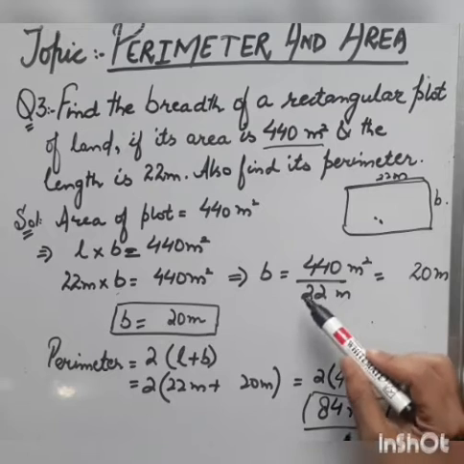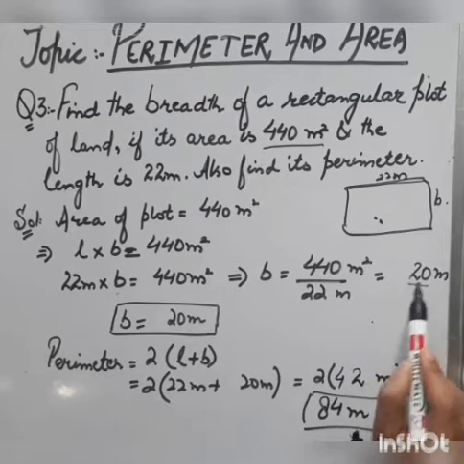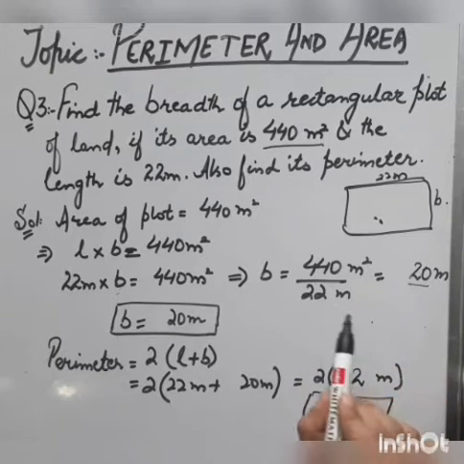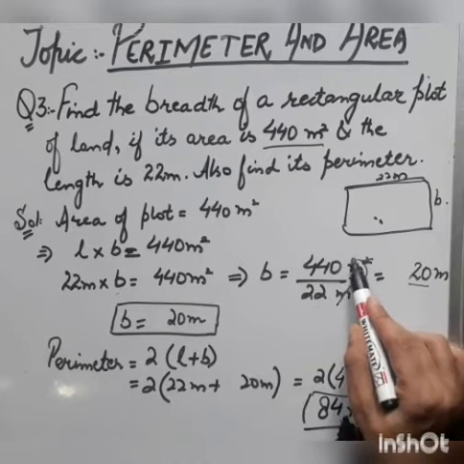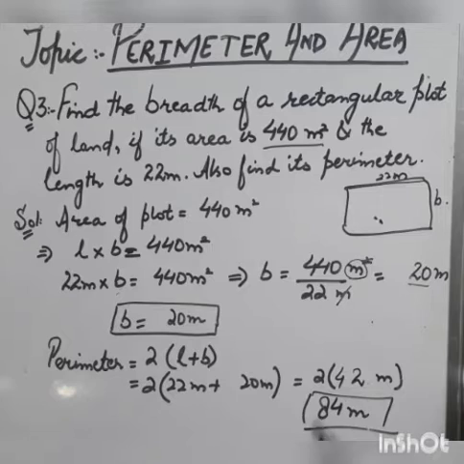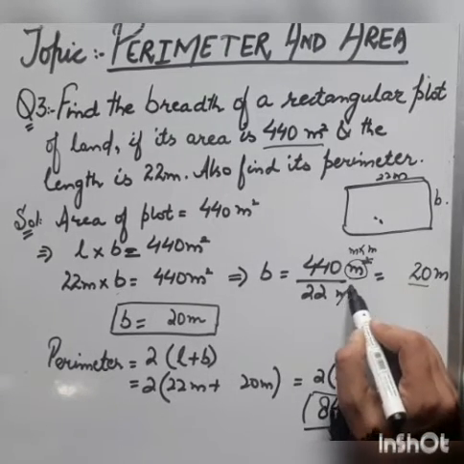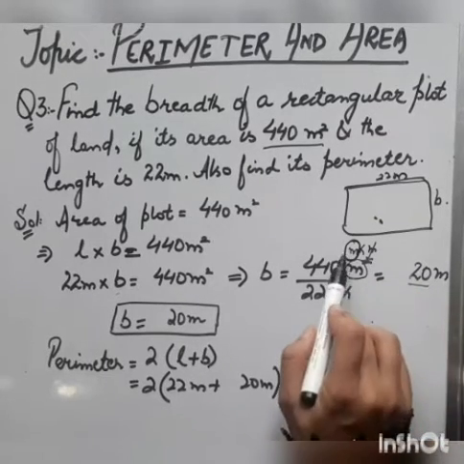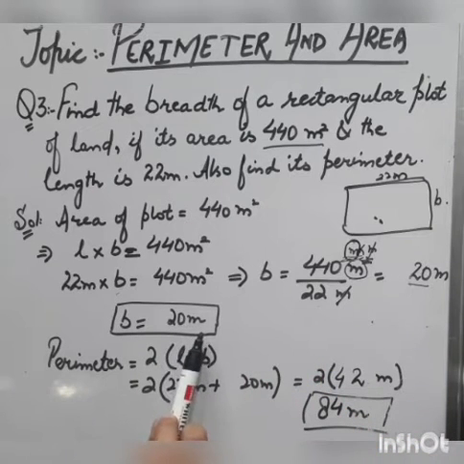So when we will divide this 440 by 22, we'll get 20, and this was 440 meter square and this is 22 meter. Now this meter and meter will cancel out. We are left with 1 meter only. So this is 20 meter. Clear? Or you can take this as meter square is meter into meter. Now this meter and meter will cancel out. So we are left with only this one meter. So 20 meter is breadth. So breadth is equal to 20 meter.